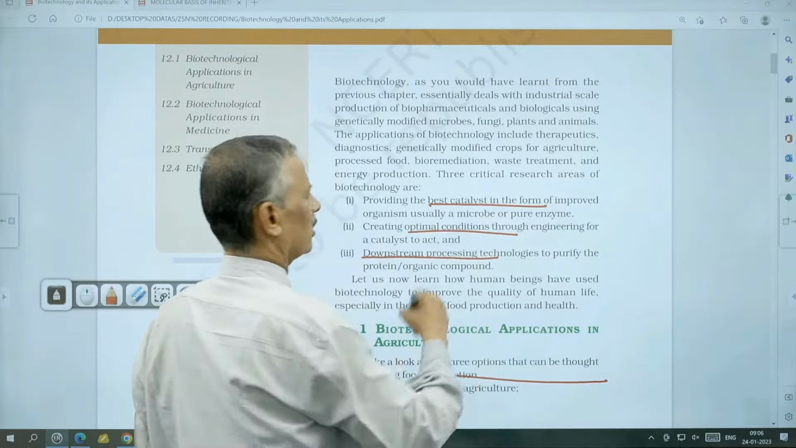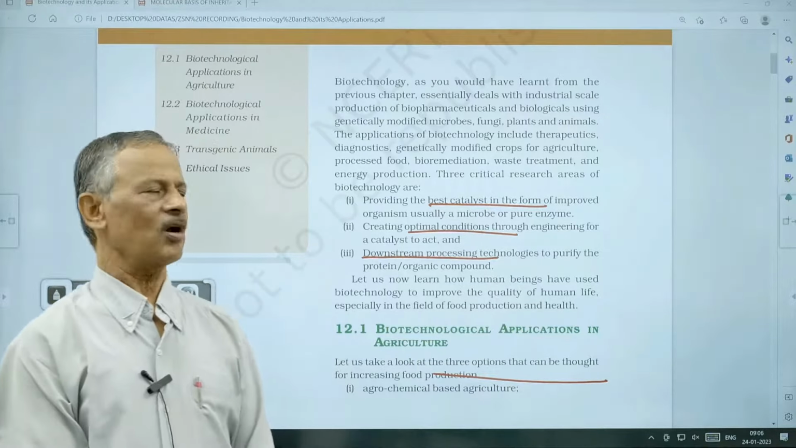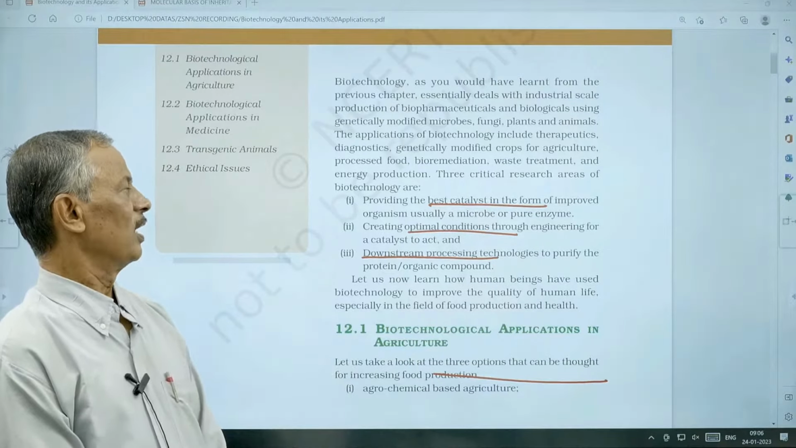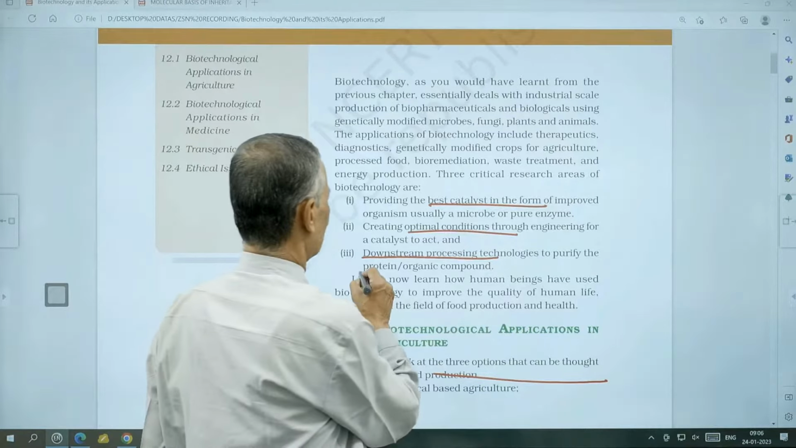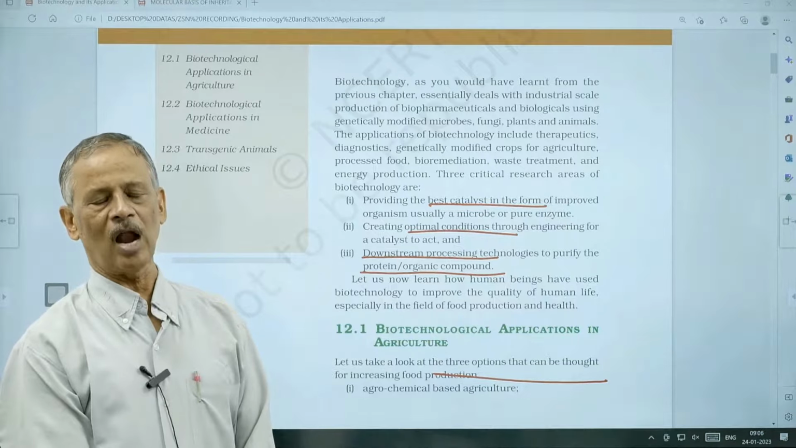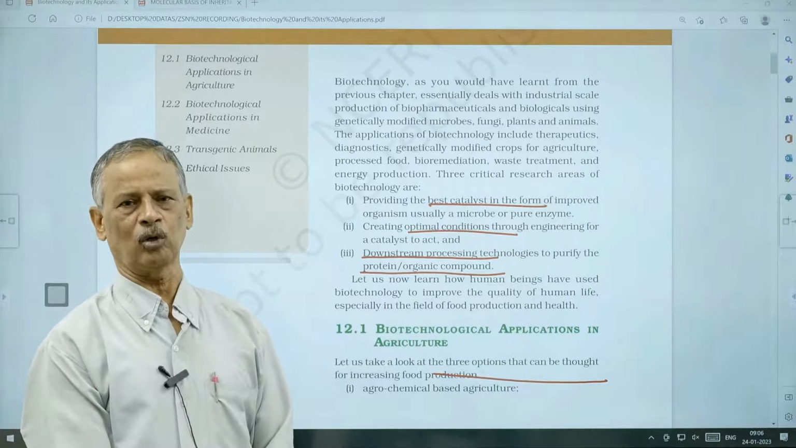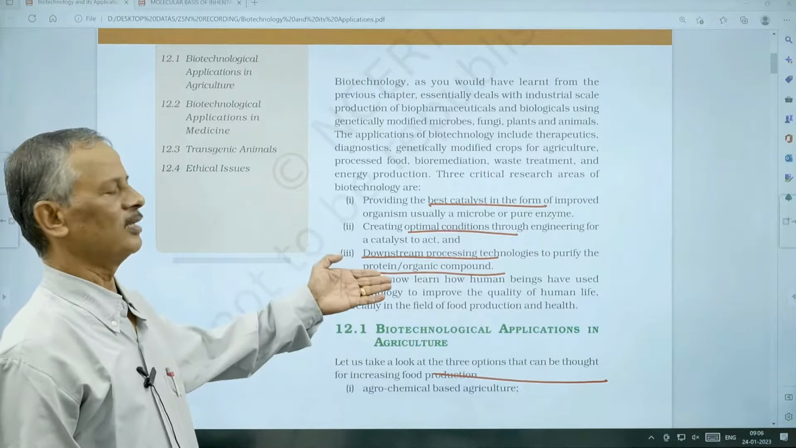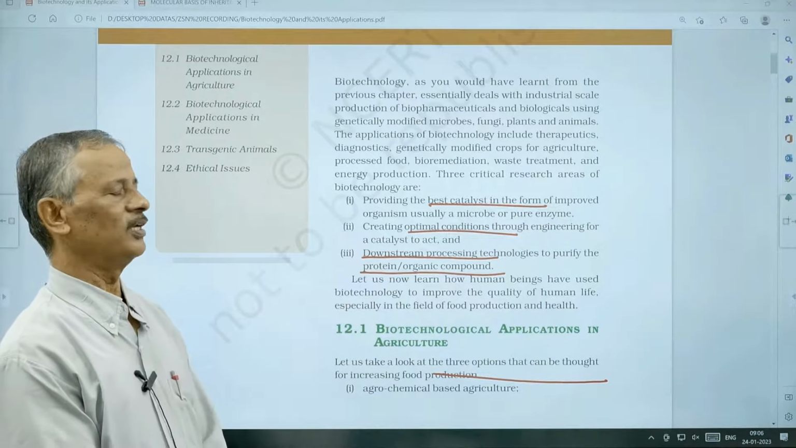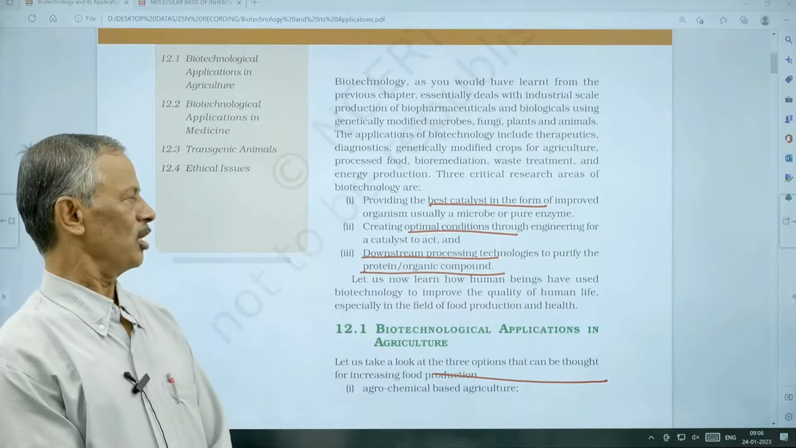Three, separating the product from the bioreactor, that is called the downstreaming process, to get that heterogeneous protein or that compound. That is our ultimate aim, to get that compound, which may be an enzyme or a hormone or a therapeutic, in the best form, in the cheapest way. So we have to improve the downstreaming process.